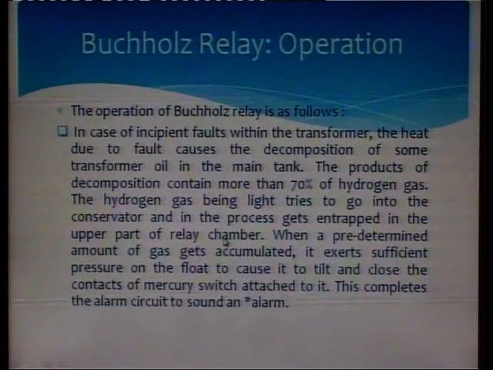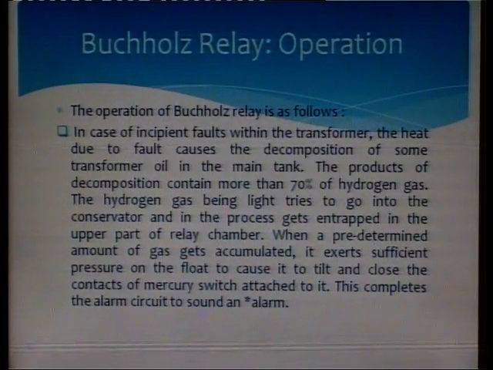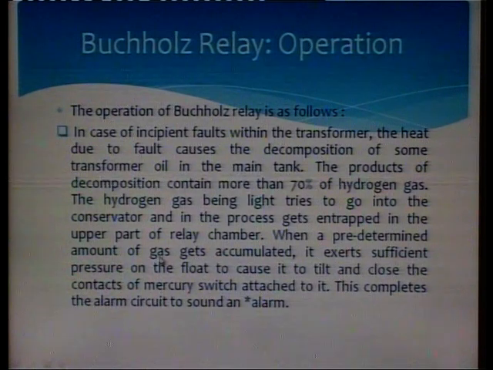When a predetermined amount of gas gets accumulated, it exerts sufficient pressure on the float to cause it to tilt and close the contacts of the mercury switch attached to it.